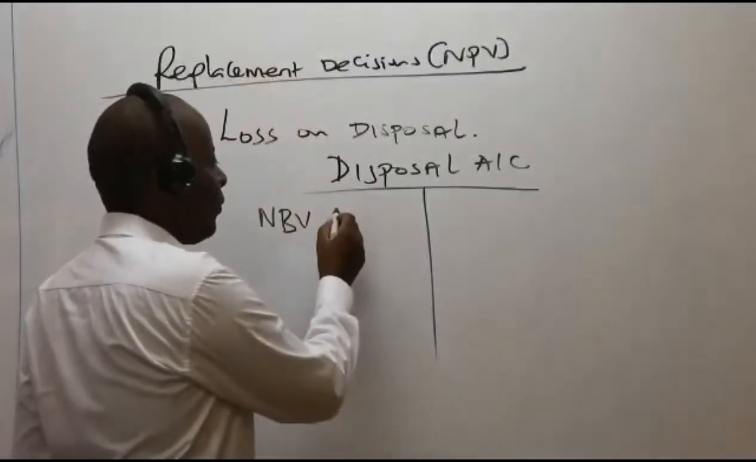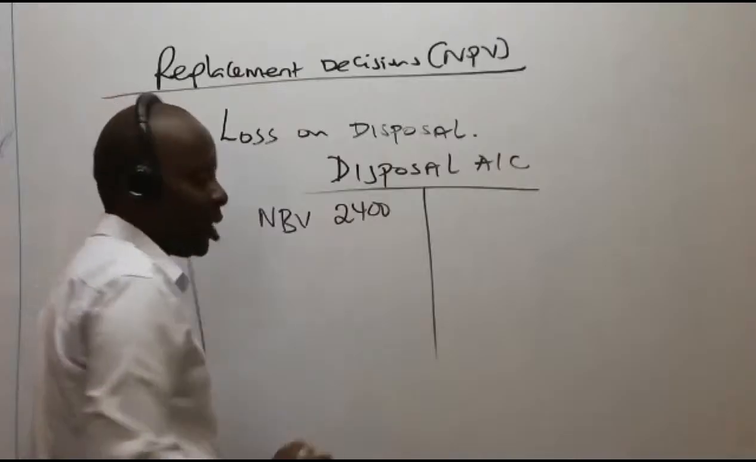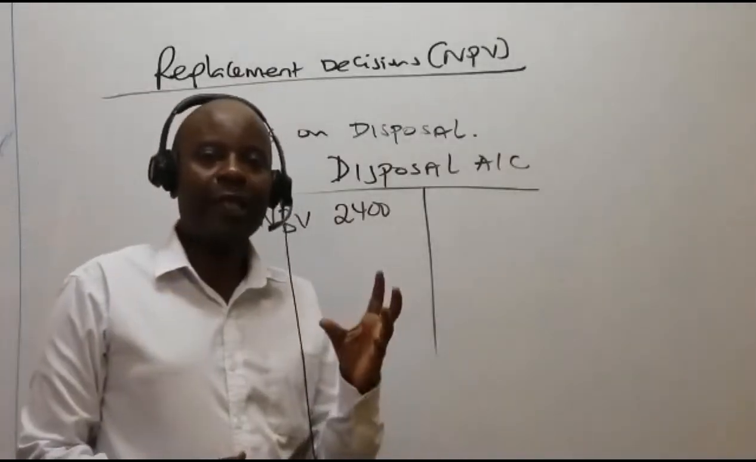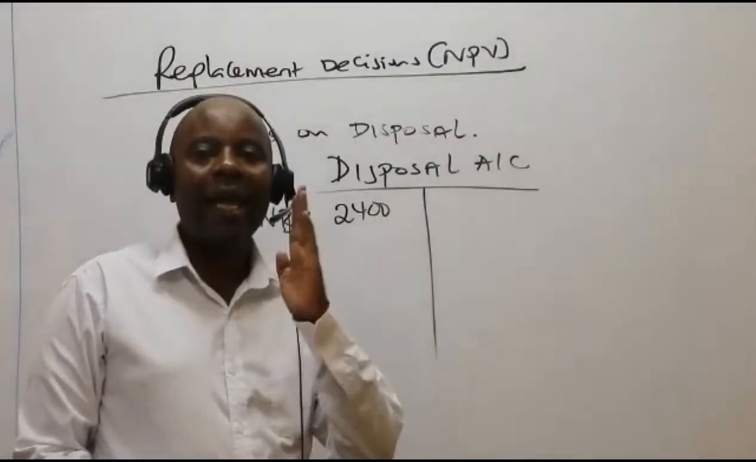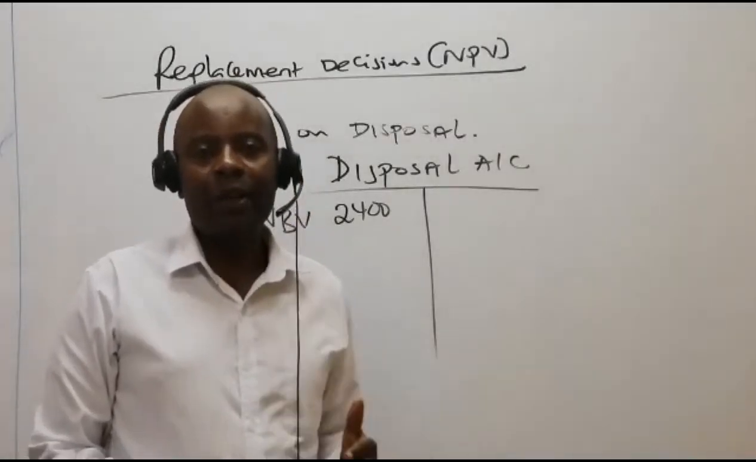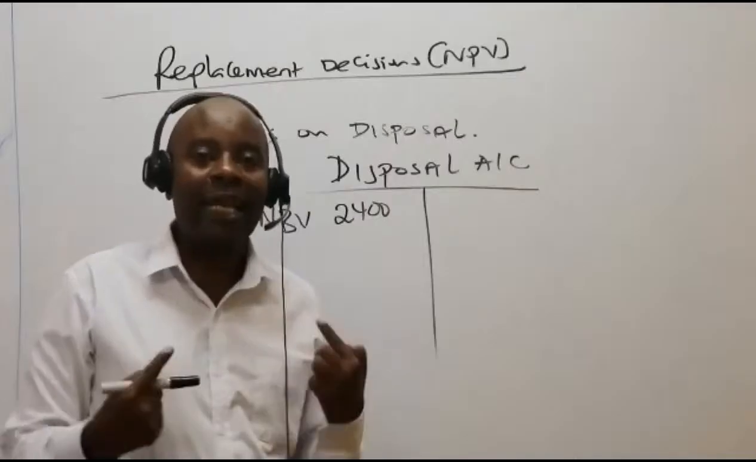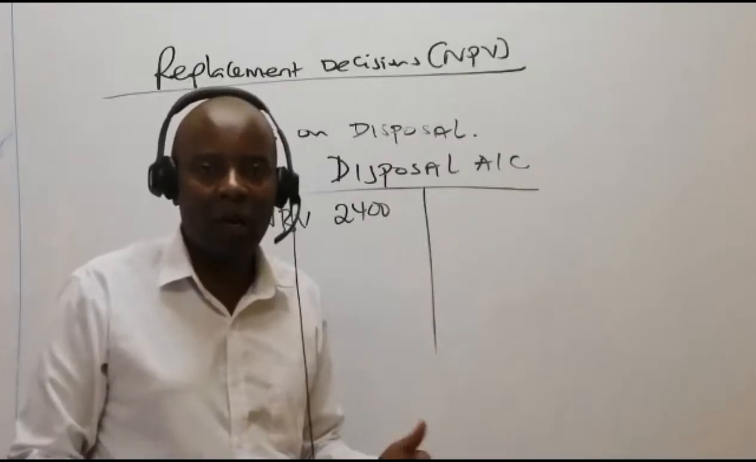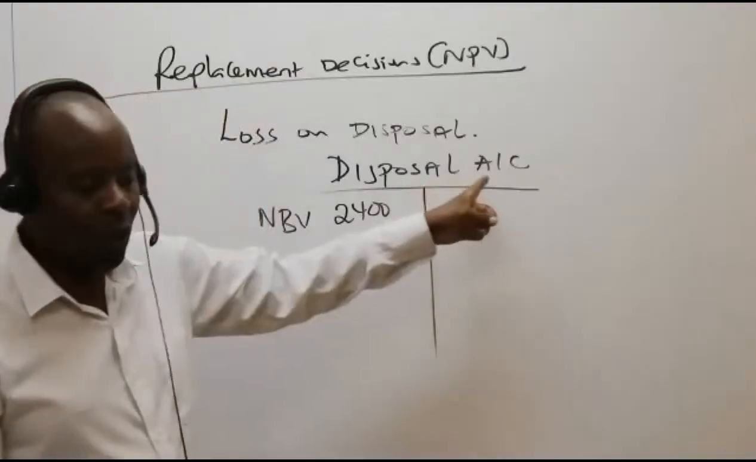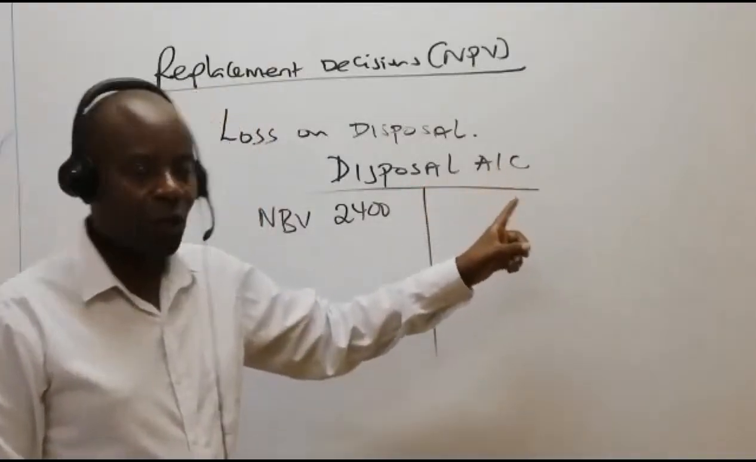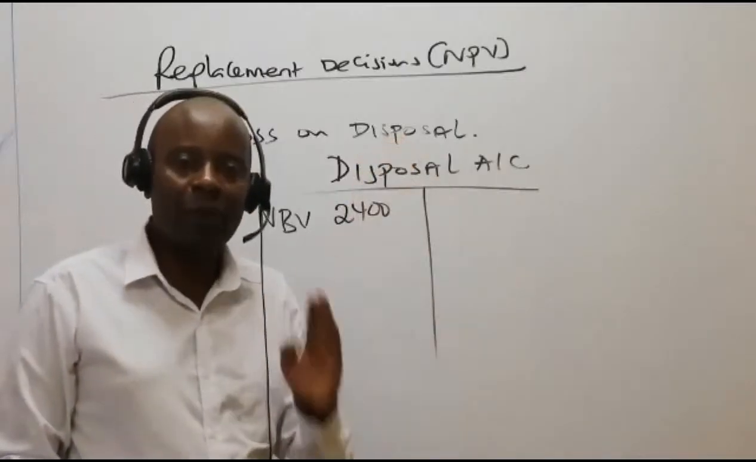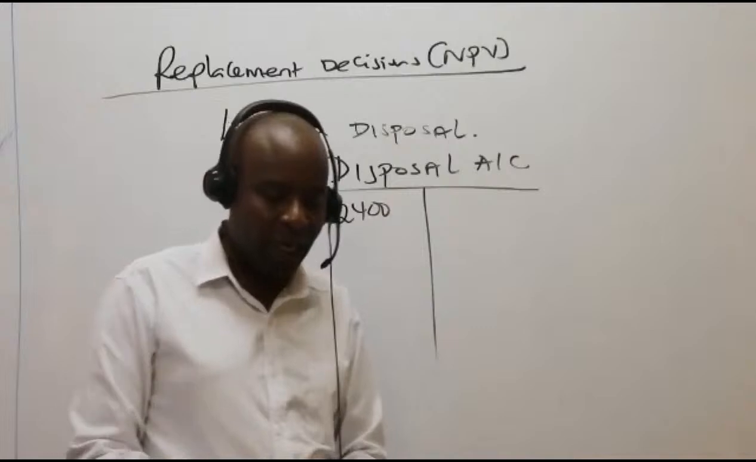So I would want to put my figures in thousands. So 2,400 like that. And then the other thing, of course, next in disposal, I expect to receive money. So when I receive money out of selling this old equipment, what is going to happen is that I will debit my bank account, I credit my disposals account.